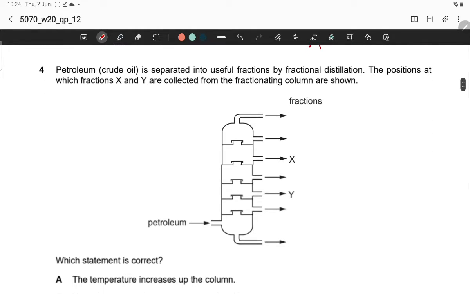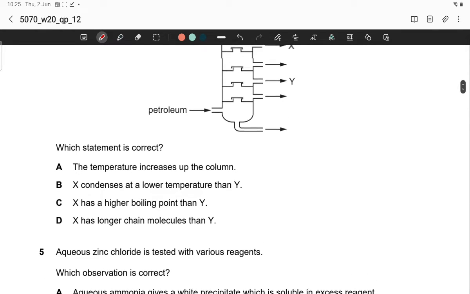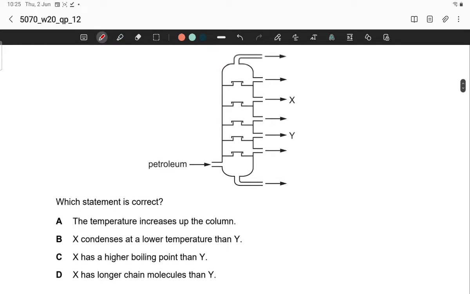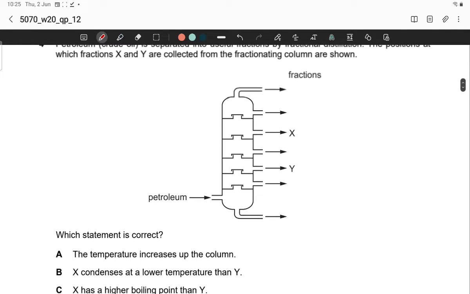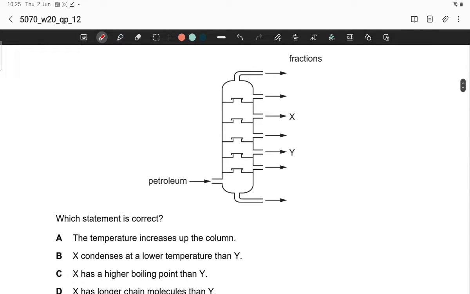Question number 4. Petroleum crude oil is separated into useful fractions by fractional distillation. The positions at which fractions X and Y are collected from the fractionating column are shown. Which statement is correct? The temperature increases up the column. It is not correct, because the temperature does not increase up the column.